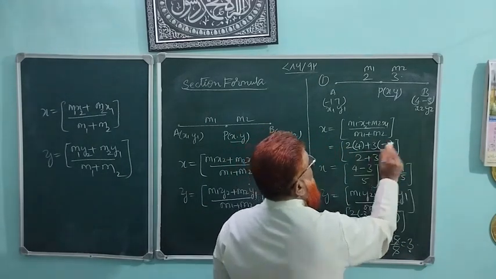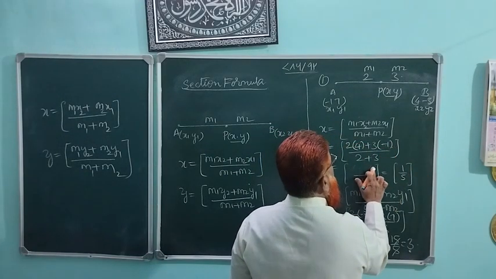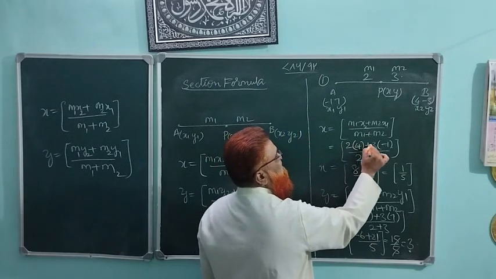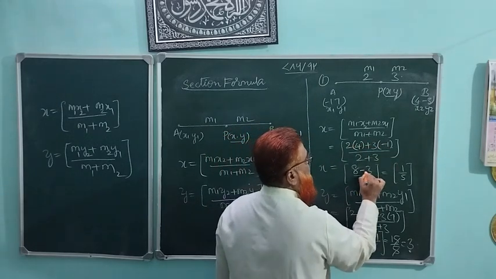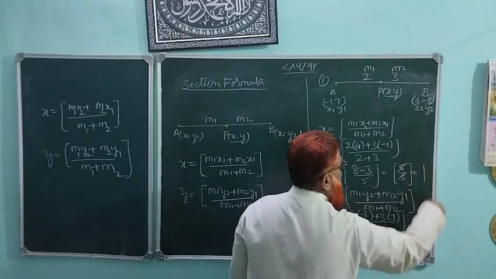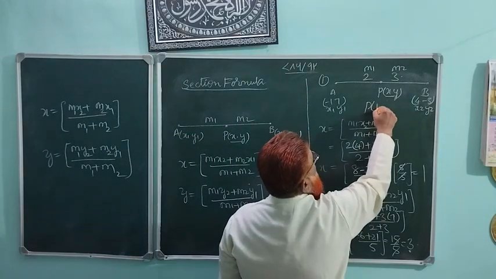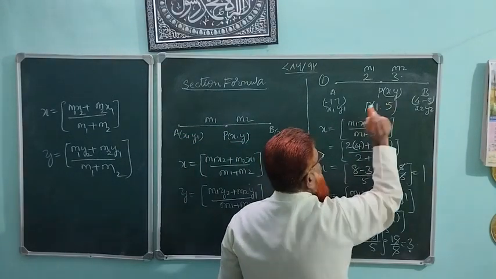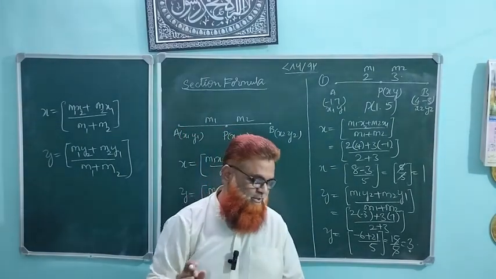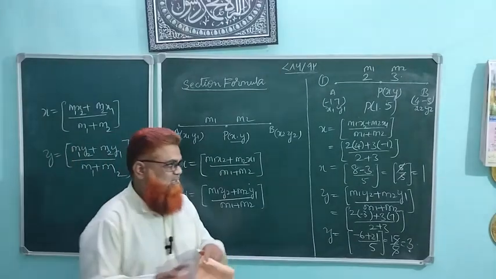Excuse me, I beg your pardon, there was a little confusion here. 2 4s are 8, 2 into 4 is 8, plus 3 into minus 1, so it is 8 minus 3 is 5. 5 ones are 5, the value of x is 1. So therefore the point P has the value 1 and 3 on the division of the given line in the ratio 2:3. Now we take one more example for your discussion.